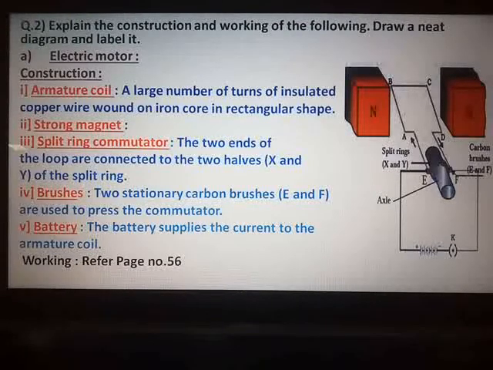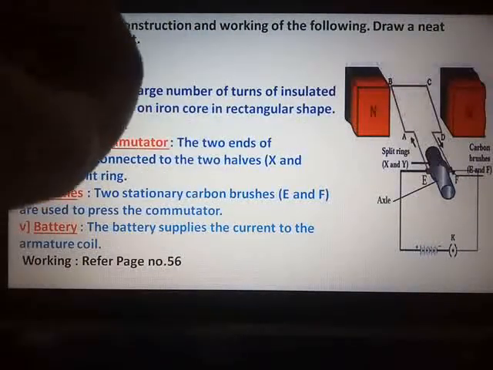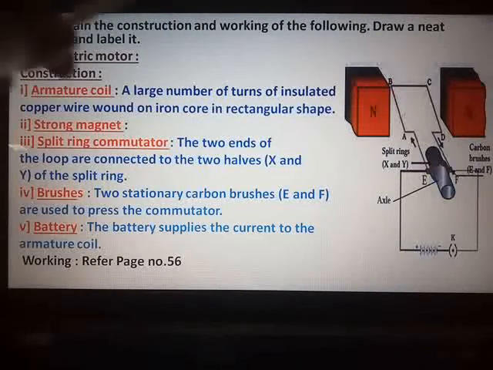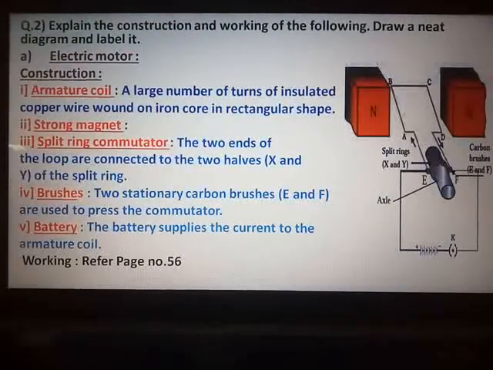It can be asked in the exam in many ways. Either they can give the diagram drawn to you and tell you to label the parts, or they can ask for a diagram and construction of the electric motor, or a diagram and working, or they will not ask the diagram, they will only ask you about the construction or working. You have to be prepared in all ways.